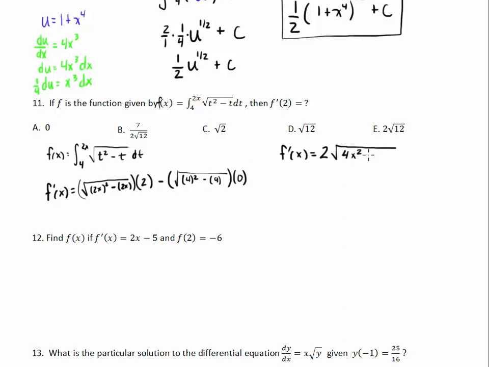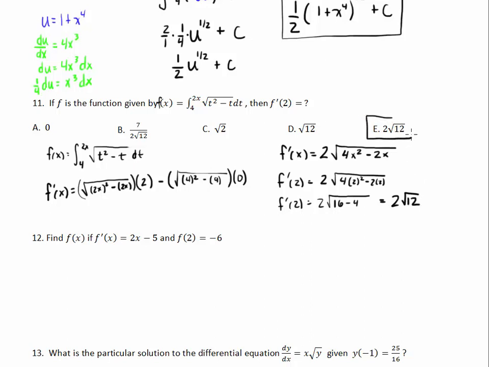Don't get too carried away simplifying it, especially if you make a mistake. You don't want to do that. So there's our derivative of f, and we want to evaluate this at 2. So we're going to plug in 2 into our derivative. We get 2 times the square root of 4 times 2 squared minus 2 times 2. We get 2 squared, which is 4. 4 times 4 is 16. I got caught up with myself. Here we go. 16 minus 4 is 12. So our final answer is 2 times the square root of 12, which, there it is, E.